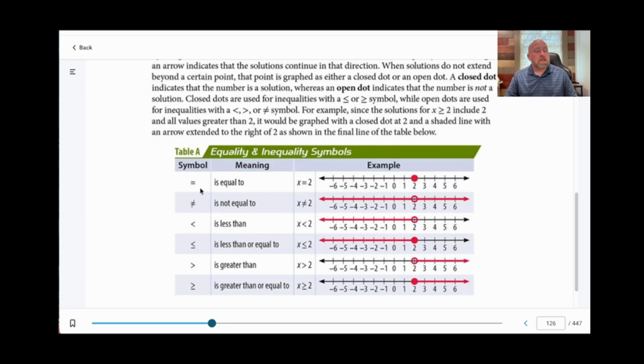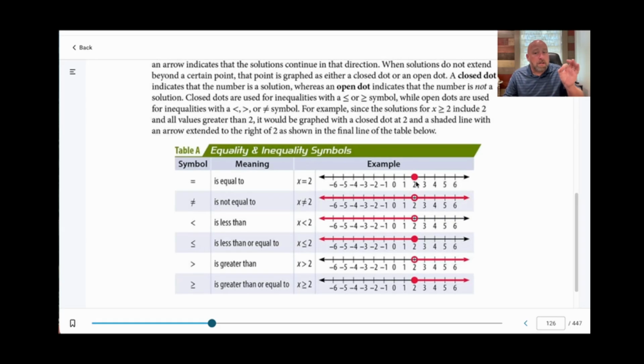If you'll notice here, real quick, we have an equals to. We're not going to deal with that right now. It's really simple to graph an equals to, right? It's just a dot on the number. If it's equal to 2, you put a dot on the 2. Then there's is not equal to, and is less than or equal to. This one's important that you know. Maybe you haven't seen that one before, but this is less than or equal to. And then we have greater than, and that little arrow points to the right. And then we have greater than or equal to. We'll get to these examples in just a second and talk about what all these dots and lines mean.